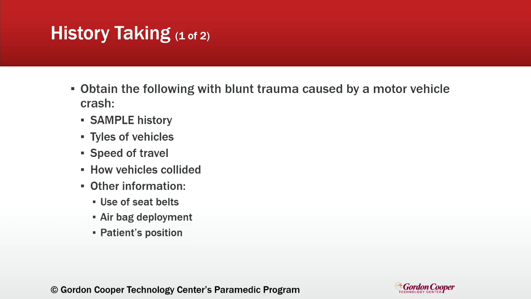When a patient's blunt trauma is from a motor vehicle crash, be sure to gather the following information as soon as you can, ideally before you leave the scene. The types of vehicles involved and the speed of travel, how the vehicles collided, meaning was it a frontal, lateral, side, rear, whatever impact, and any other crash details such as the use of seat belts, airbags deploying, the patient's position in the vehicle: front seat, back seat, passenger, wherever. If there were any deaths or serious injuries to other occupants in the same vehicle, those are all going to be significant things that the hospital will want to know about.